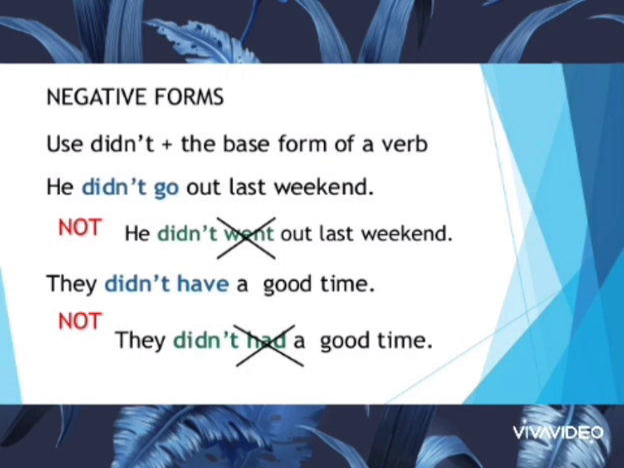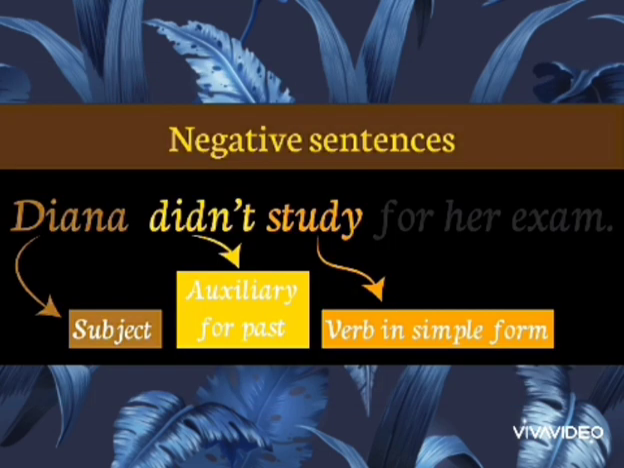They didn't have a good time. This is the right sentence. But if you write they didn't had, that is completely wrong. Some more examples so that you can understand it in a better way.